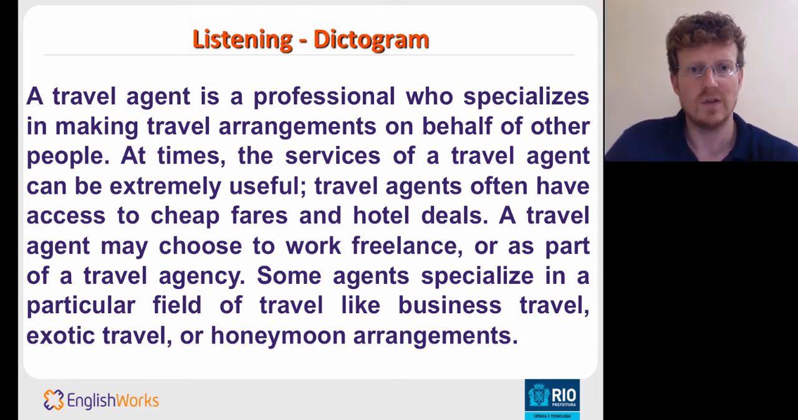A travel agent is a professional who specializes in making travel arrangements on behalf of other people. At times, the services of a travel agent can be extremely useful. Travel agents often have access to cheap fares and hotel deals. A travel agent may choose to work freelance or as part of a travel agency. Some agents specialize in a particular field of travel, like business travel, exotic travel, or honeymoon arrangements.